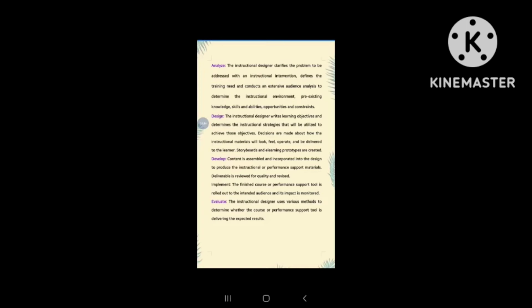And the last is evaluate. The instructional designer uses various methods to determine whether the course or performance support tool is delivering the expected result.